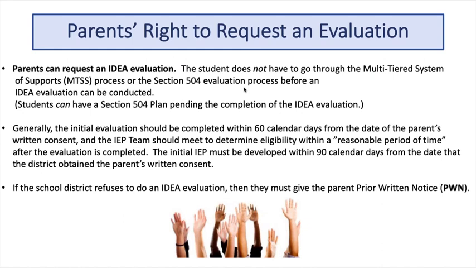The IEP team should meet to determine eligibility within a quote-unquote reasonable period of time after the evaluation is completed, and the initial IEP must be developed within 60 calendar days from the date the district obtained the parents' written consent. So for example, if a school district didn't schedule a meeting to discuss the evaluation until, let's say, 90 days after they completed it, that would raise some red flags, because that would indicate that the school district has predetermined that the child doesn't need an IEP, since an IEP has to be developed within 60 days of when the parents provide written consent. So best practice is that the school district should convene a meeting to discuss eligibility shortly after the evaluation is completed.